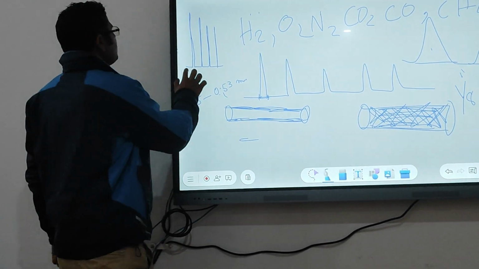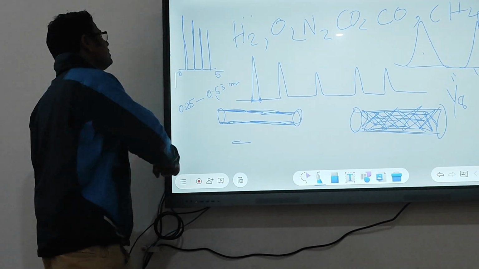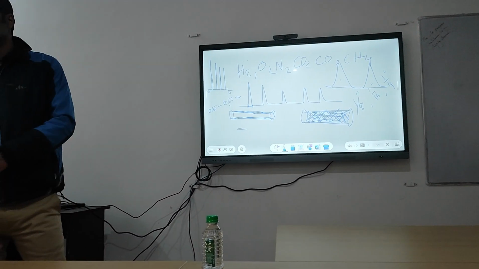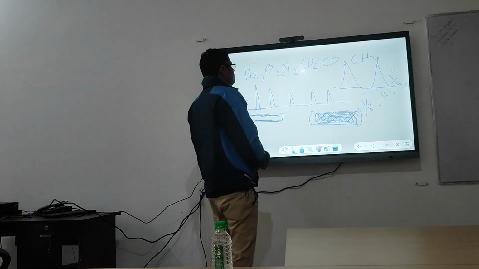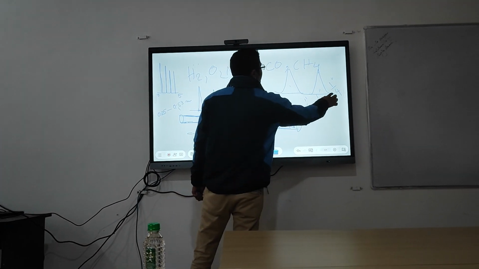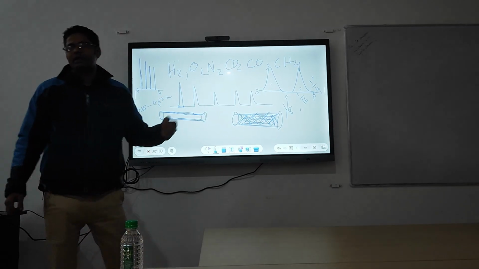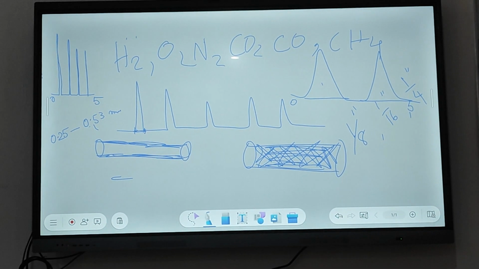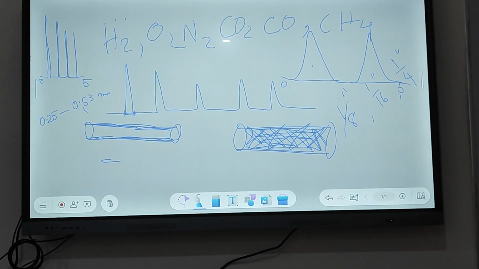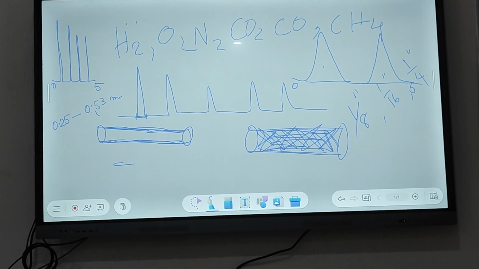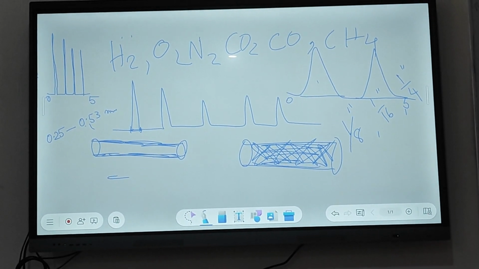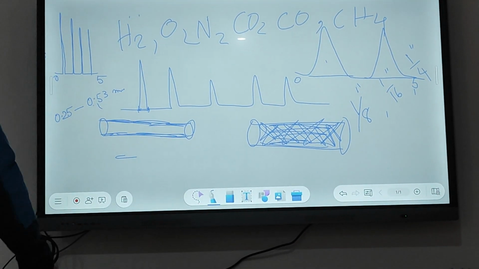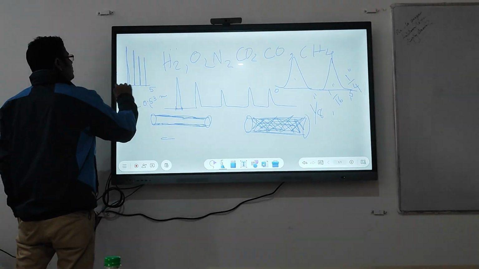Even in 0 to 5 minutes, you can get 10 to 12 peaks. And if you use a packed column, in 0 to 5 minutes, 1, 2 or 3 peaks you can see. In 30 minutes you can get 6, 7, 8 peaks. In a capillary column, if you use 30 minutes, you can get even 50 peaks, because peaks are very sharp and take very little time to elute.